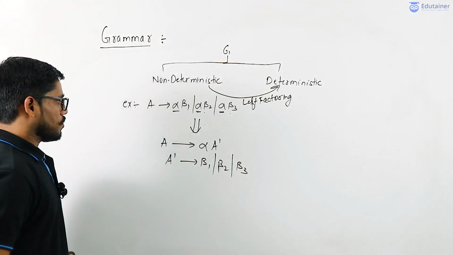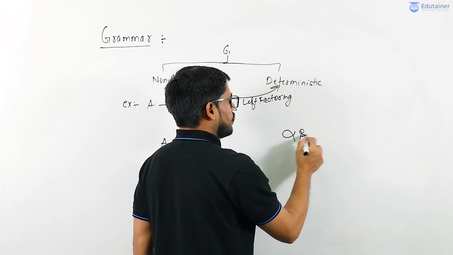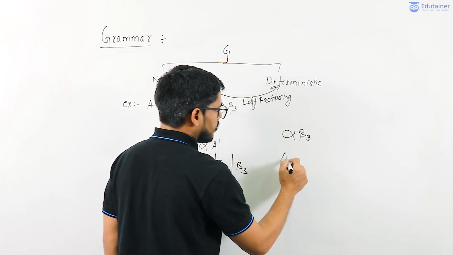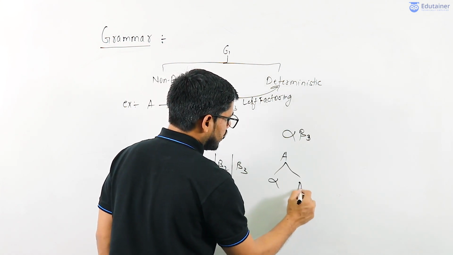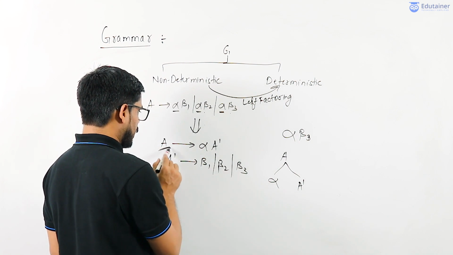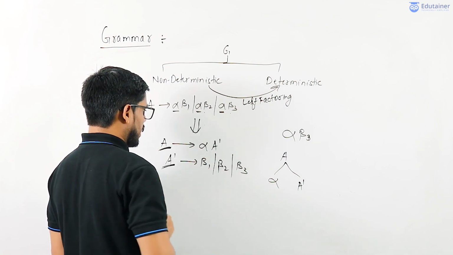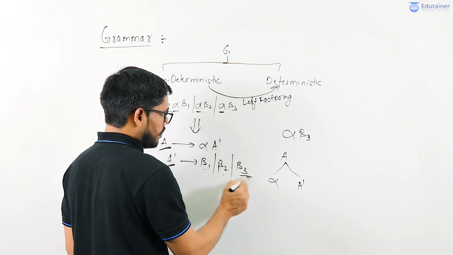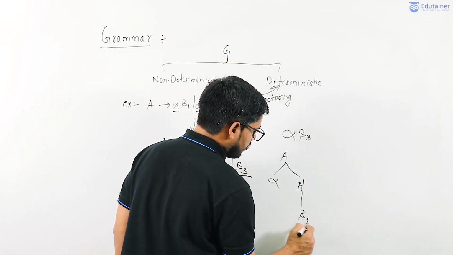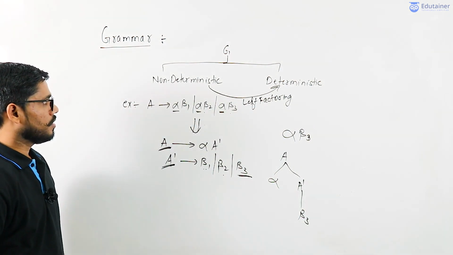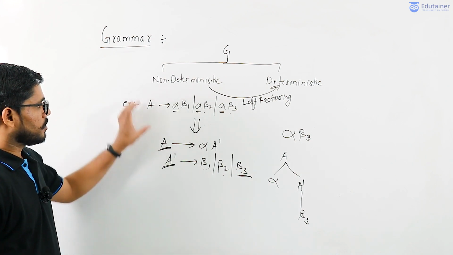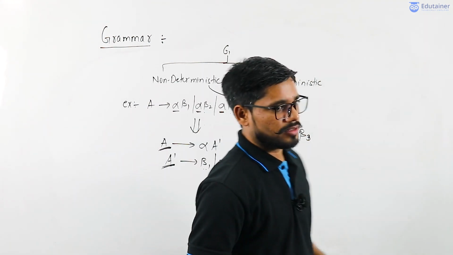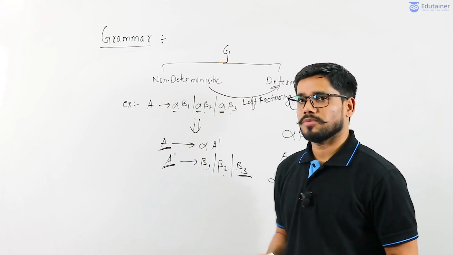Okay, so if you derive alpha beta 3, let's say, then first you have to use the production A derives alpha A dash, and then after picking the first production, you can use the second production, and in the second production I get beta 3 in one step, so alpha beta 3. So the left factoring method is used to convert a non-deterministic grammar into a deterministic grammar. Okay, so in the next video we will see one more example related to non-deterministic and deterministic grammar.